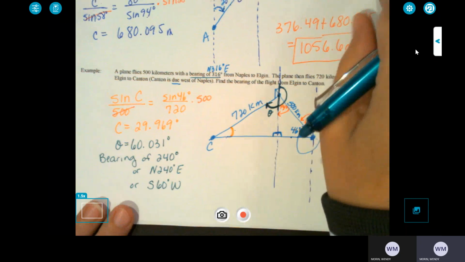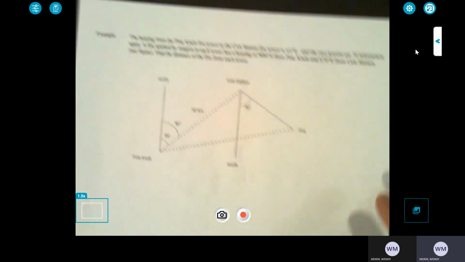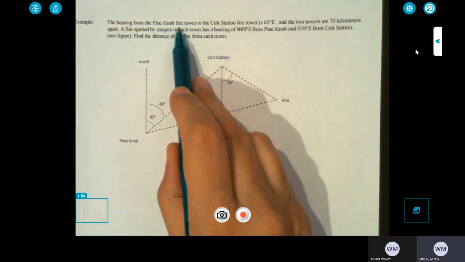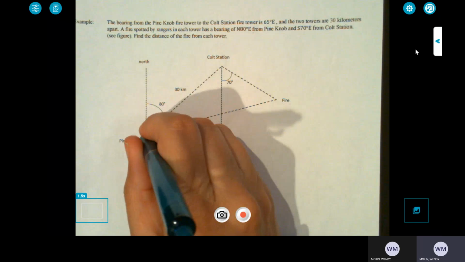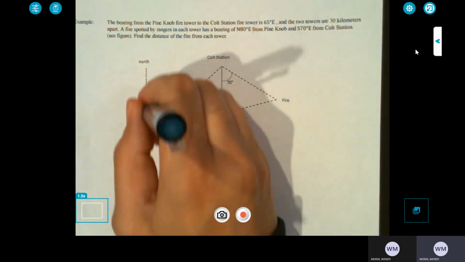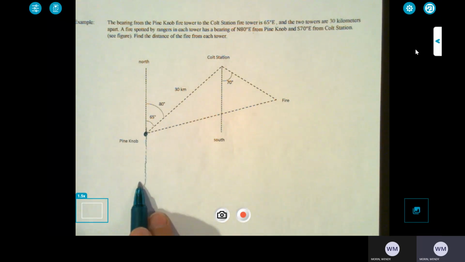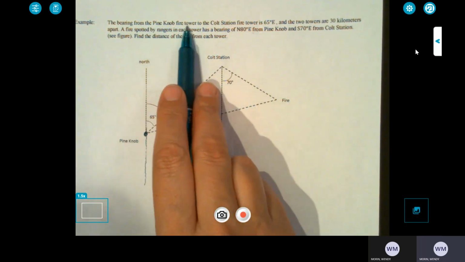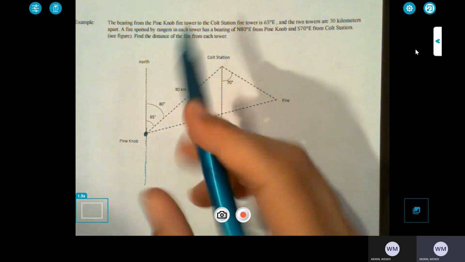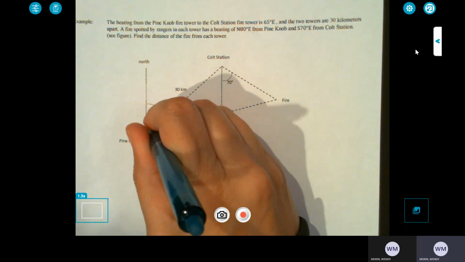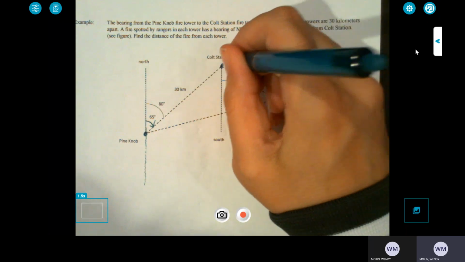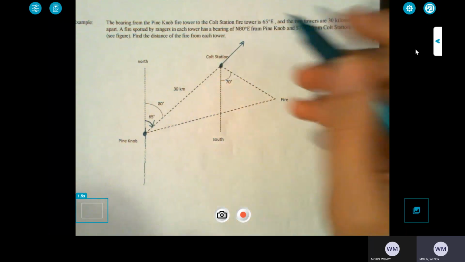Okay? All right, let's take a look at one more bearing problem. So it says the bearing from Pine Knob Fire Tower. So here it's saying that this is, again, Pine Knob. I'm going to draw in my north-south line here. The bearing from Pine Knob Fire Tower to the Colt Station Fire Tower is 65 degrees to the east. So again, there's my bearing from Pine Knob, 65 degrees to the east, to somewhere over here on this bearing is Colt Station.